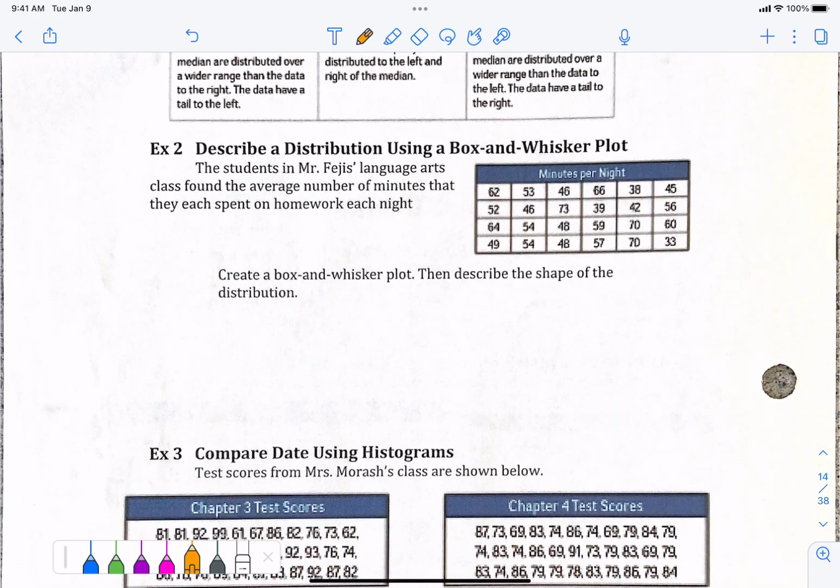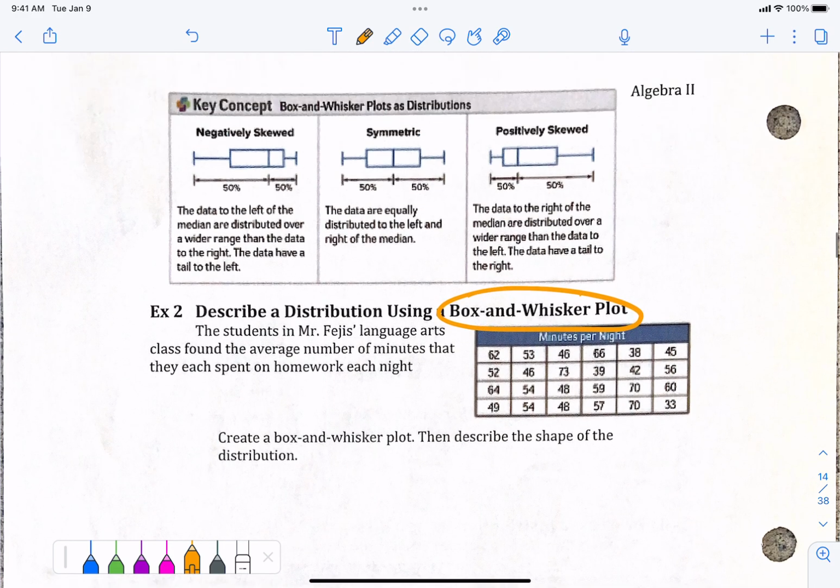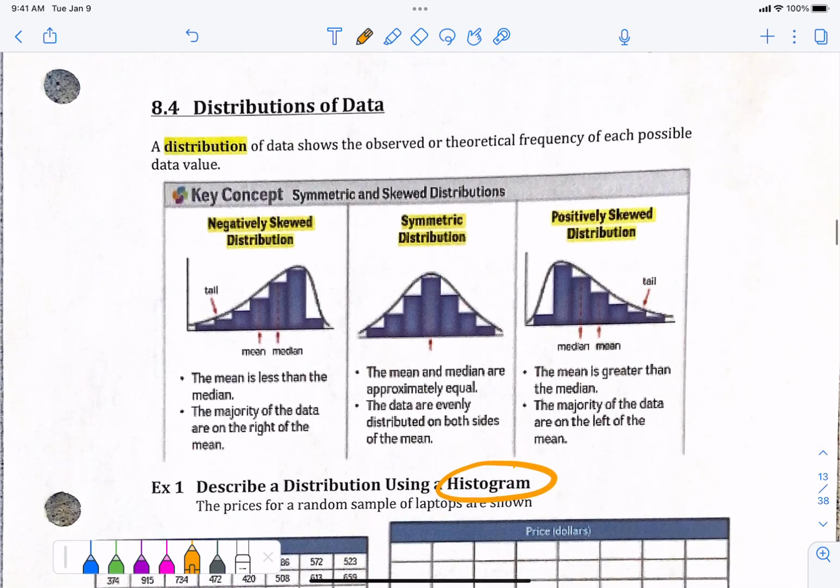Tomorrow we're doing box and whisker plots. Okay, so we're only doing half of this today. It's kind of short, but kind of a tedious process at the same time.